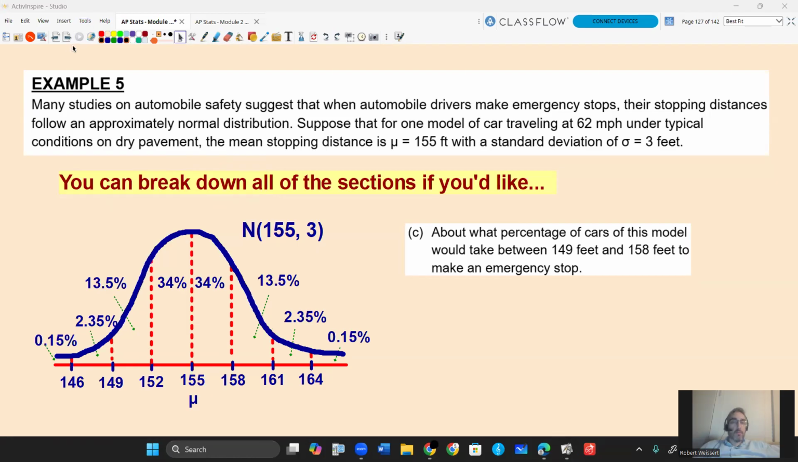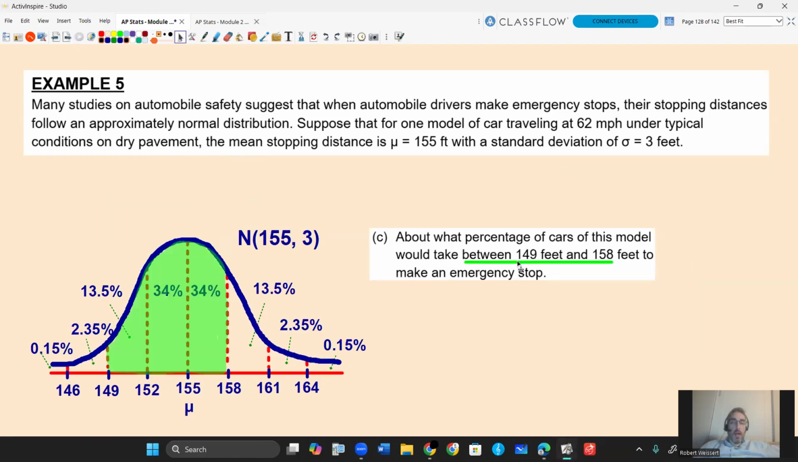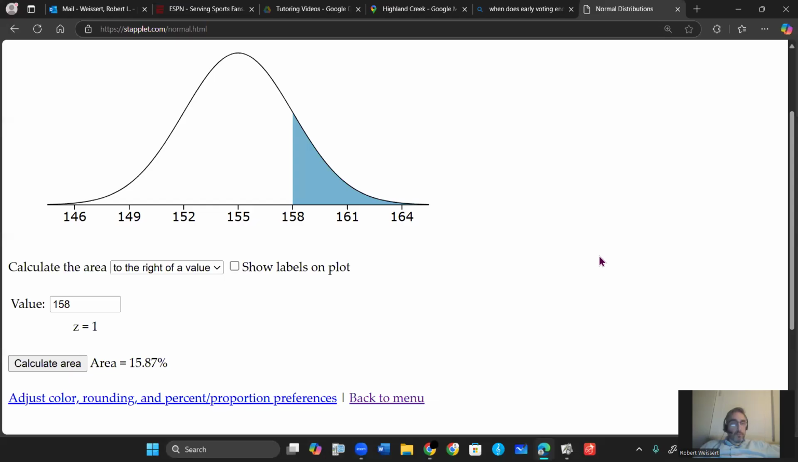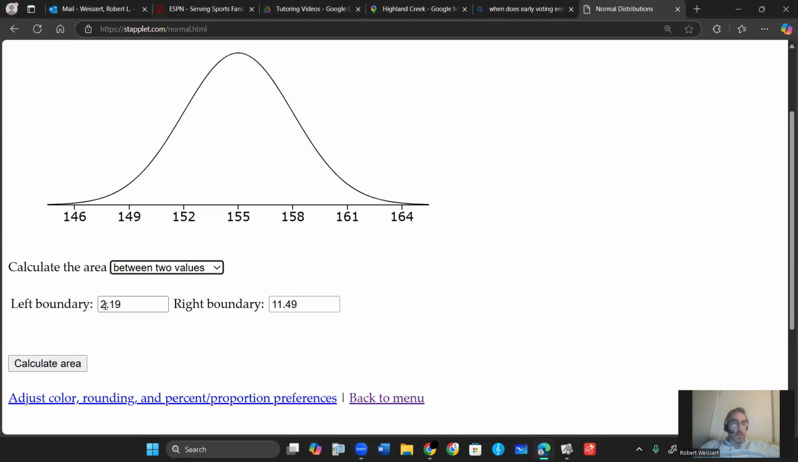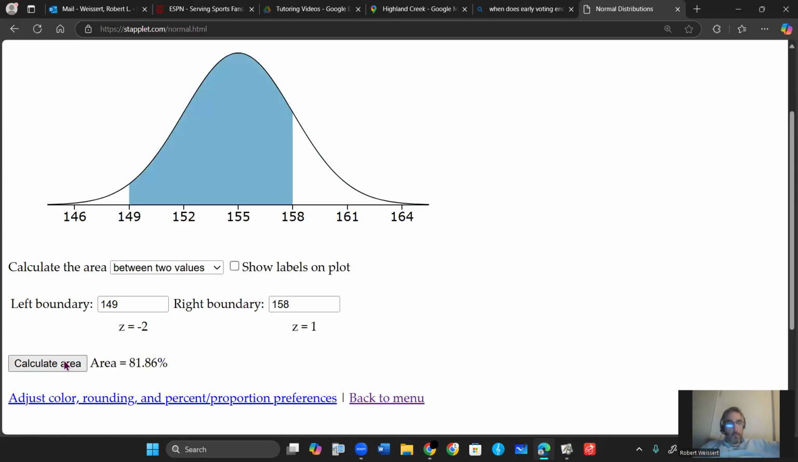So now I can say, well, between those two numbers, I'm going to add up the percentages in there, and I'll have 13.5 plus 34 plus 34. Well, that's going to add to 81.5%. We'll verify on the applet. So I want to do between two values, and we'll say 149, and the other one was 158. Calculate the area. And can you see it's about 81.86, and we said 81.5, so that's a pretty good estimation.